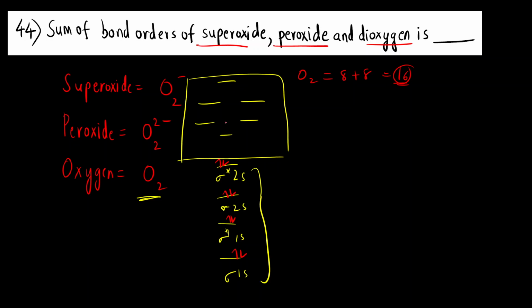16 electrons. So 8 are already filled. So 1, 2, 3, 4, 5, 6, 7 and 8. These are anti-bonding orbitals. I will just add the star so that we can come to know.